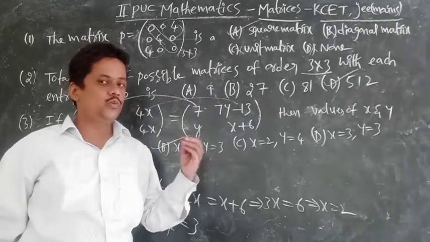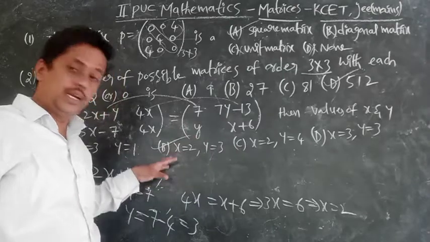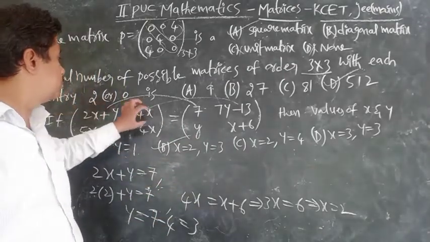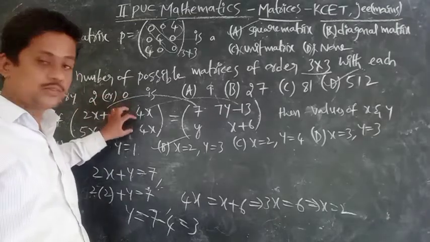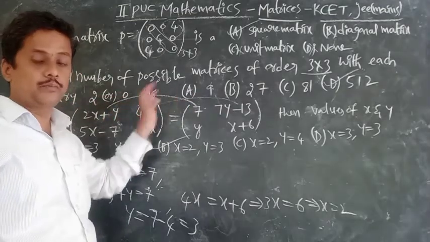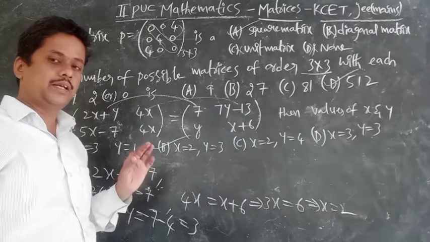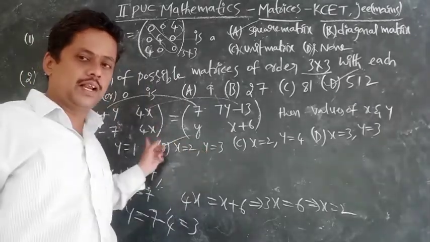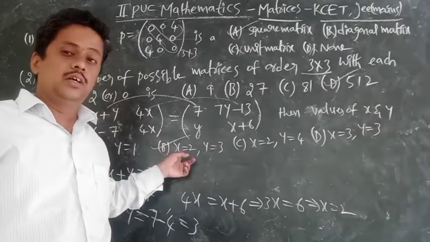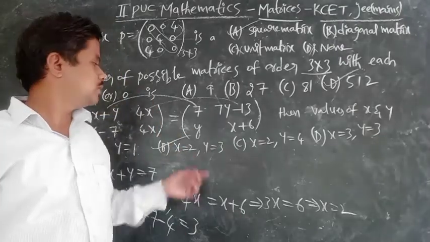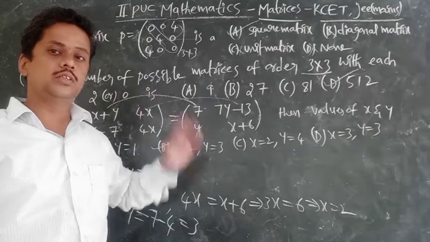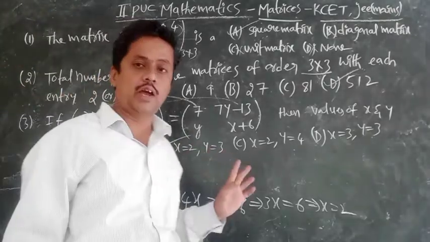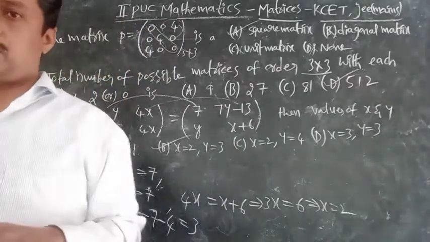So you follow this technique. If you are in doubt about your solution, substitute the values and compare to check whether they are correct or not. If all values are correct, your answer is right. Otherwise it is wrong. Okay. So this is the procedure you have to follow. This is called the verification method.